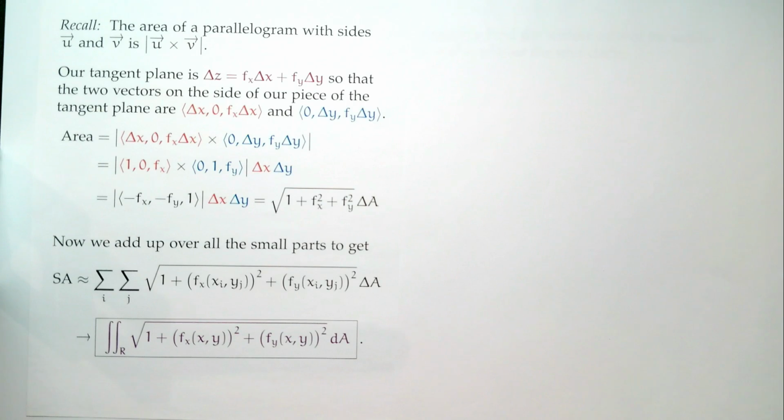So the surface area you can find by integrating over your region R the square root of 1 plus f sub x quantity squared plus f sub y quantity squared. All right. Now that's what we're going to use. That's what we need. Well, let's try this.